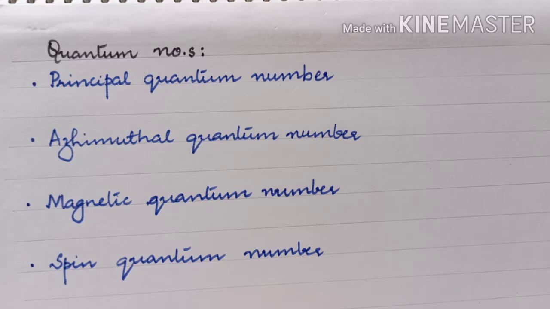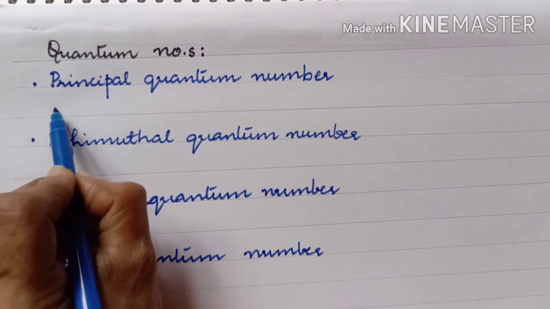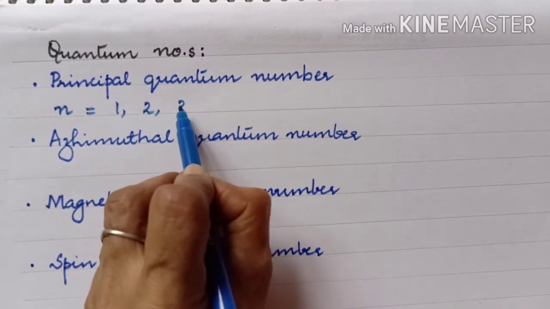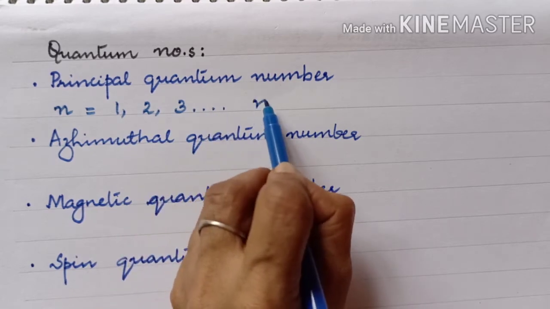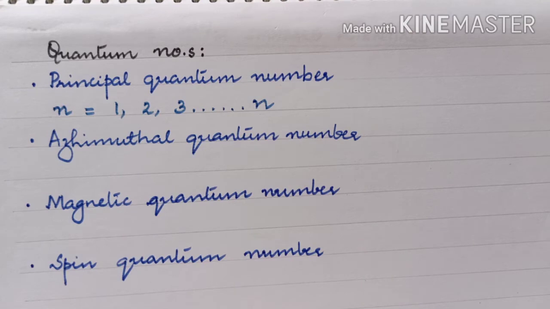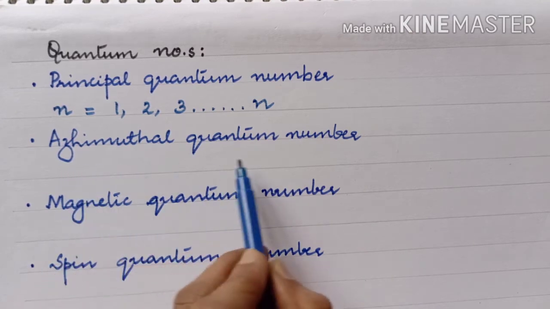Principal quantum number, azimuthal quantum number, magnetic quantum number and spin quantum number are the four different quantum numbers required to explain the structure of atom. The behavior of atom is identified by the principal quantum number, which is denoted by the letter n, which can take values 1, 2, 3, etc. up to n. And so you find that these are denoting the energy levels or the shells.